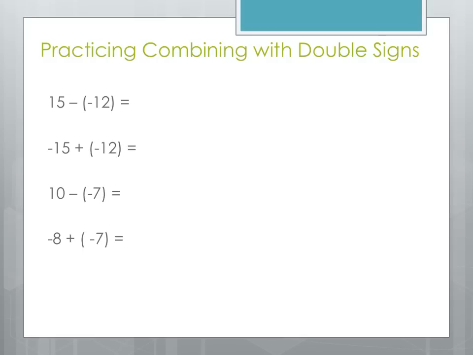Now it's time to put everything together. We're going to practice combining numbers and also removing the double signs at the same time. So let's look at this first example, 15 minus negative 12. Okay, we've got a double sign here in the middle, a negative, negative. Since those are the same, it's going to become a plus. So we're going to have 15 plus 12. We've got a positive and a positive. Signs are the same. We're going to add these two numbers together to get 27, and it's going to remain positive since we started with two positives.